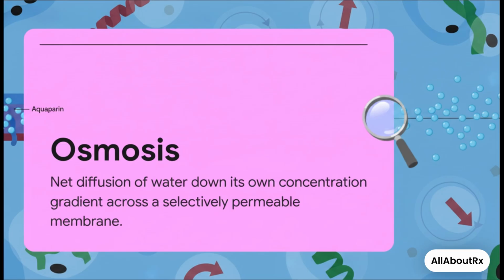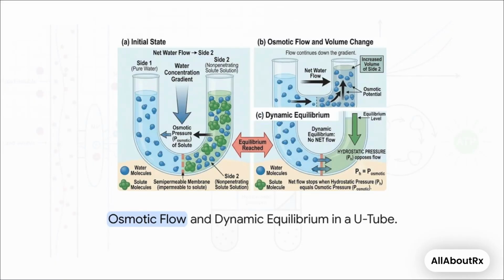Guys, we are talking about 1 billion water molecules per second zipping through a single channel. It's wild. In this classic setup, take a look at side 2. Here we have non-penetrating solutes, meaning solutes that simply cannot cross the membrane. And because they can't cross, they effectively pull water toward them to try and equalize the concentration. So water flows into side 2, increasing its overall volume.